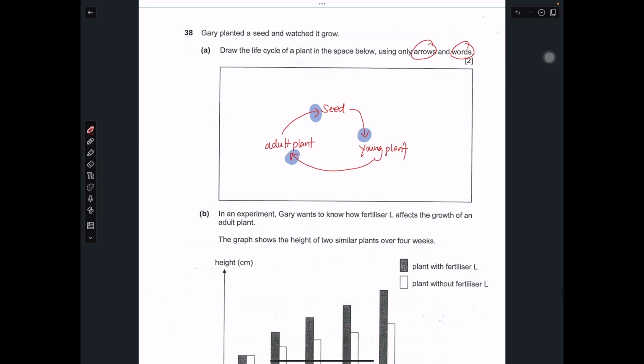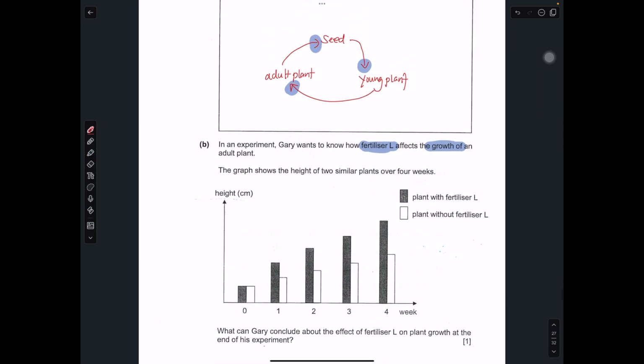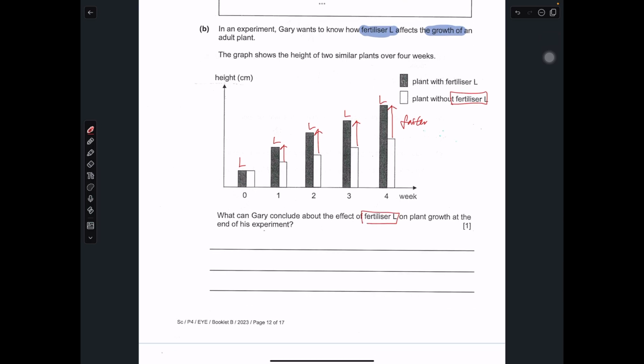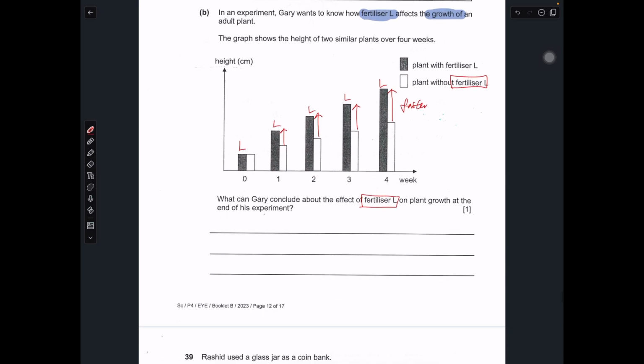Okay. In an experiment, Gary wanted to know how fertilizer L affects the growth of the adult plant. Then you take a look at this graph. This is the one with all the L. It seems like the one with all the L is growing a lot faster than the one without L. So what can Gary conclude about the effect of L on plant growth? L makes the plant grow faster. Okay, that will be one of the conclusions that it can make, because the height of the plant is higher as the weeks go by.